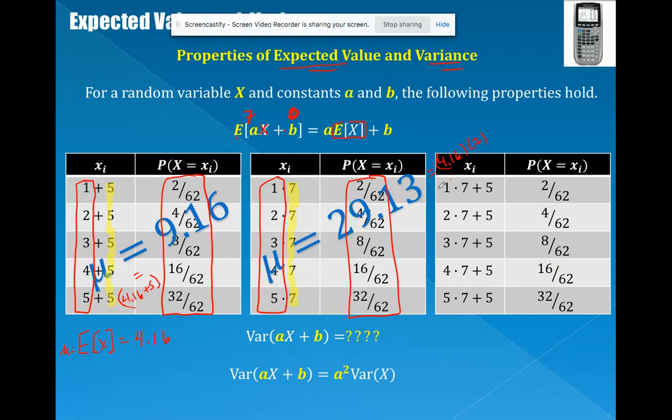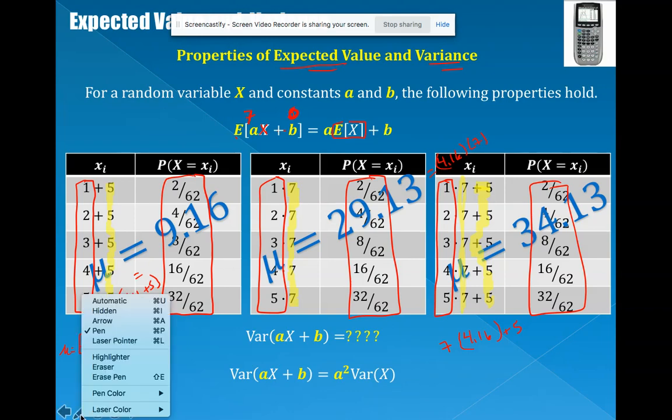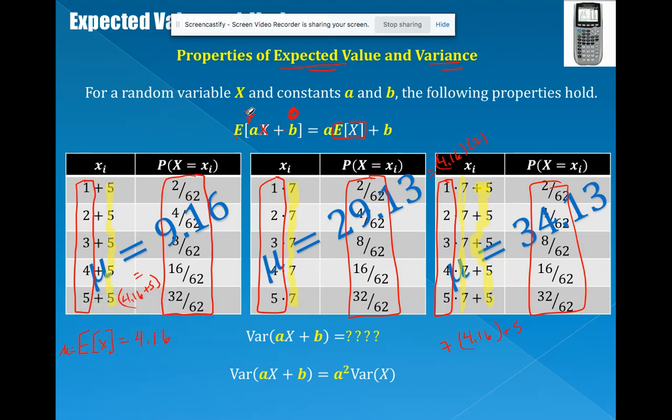There's a combo. Same original data, same probabilities. This time I did a combo where I both multiplied and added. So that means my new expected value was 4.16 times 7 plus 5. IB loves these questions. And if you think about it, it should make sense, right? And I can actually calculate it as well, if you want to do it by hand.